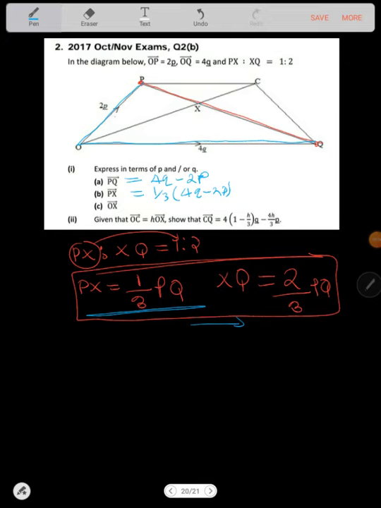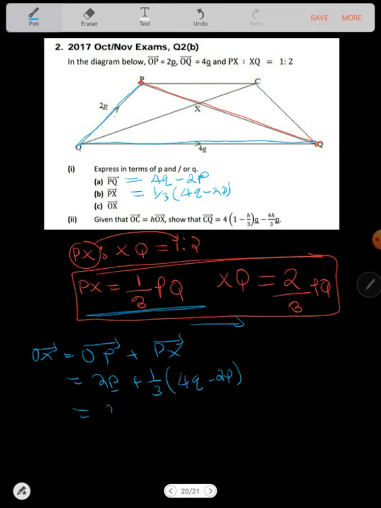The next is find OX. How can we find OX? Now OX is here. Starting from O, reaching X, how can you move? We can move there and there, because we just found our PX. So we say let's move OP plus PX. OP is 2P, plus PX is what we just found, which is 1/3 of 4Q minus 2P.